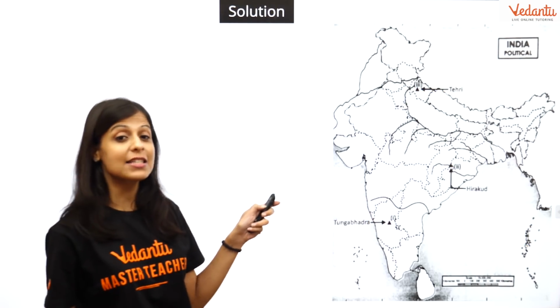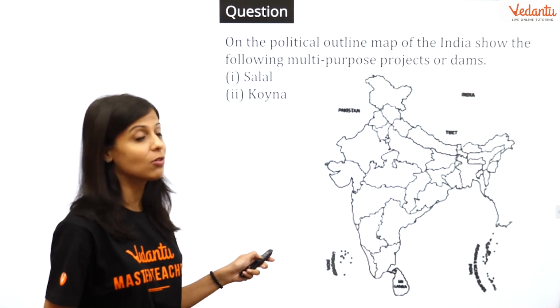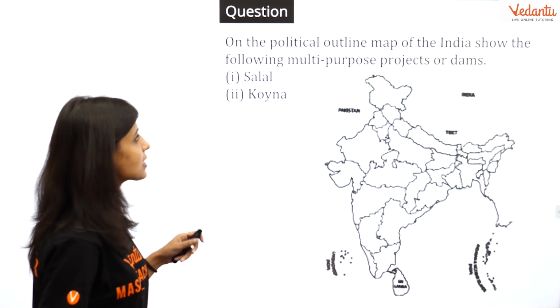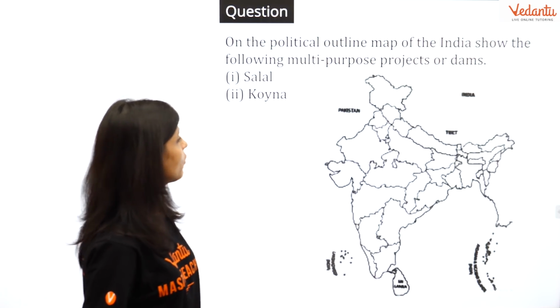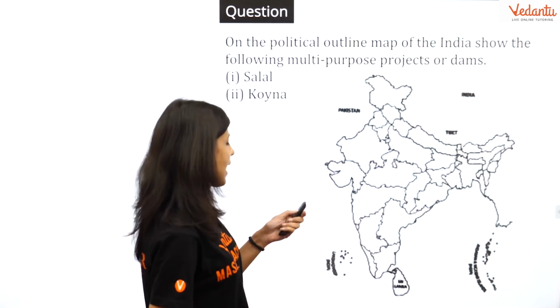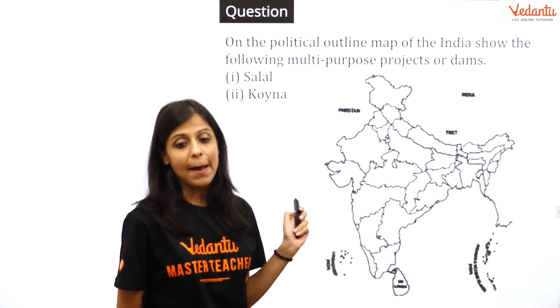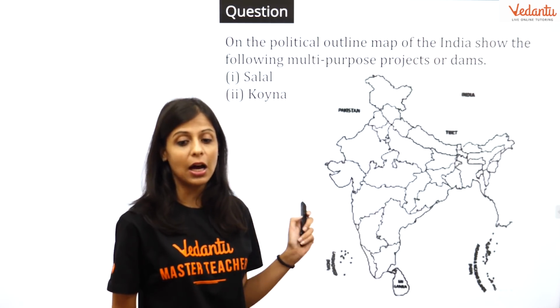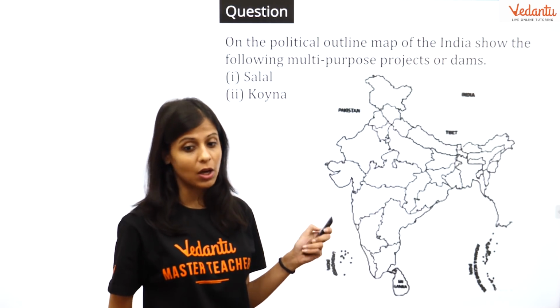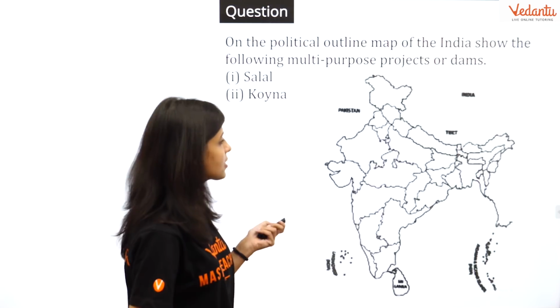So on that note, let's cover another map. Let's talk about the multi-purpose projects. Let's say we want to talk about Salal Dam and Koyna Dam. Like we covered Tungabhadra, Hirakund Dam and Tehri Dam, these are the other 2 important dams that we have to cover. For example, let's talk about Salal Dam.